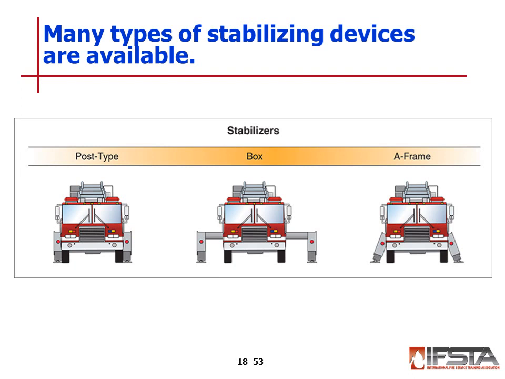There are many types of stabilizing devices available, depending on the type, size, and configuration of the aerial apparatus. Post-type stabilizers, also called downriggers, are straight jacks that extend down from the chassis. Box stabilizers, also called H-stabilizers, extend straight away from the truck and have jacks that extend straight down to the ground. A-frame, scissor, or X-style stabilizers, also called fulcrum-type stabilizers, extend down and away from the chassis at an angle.